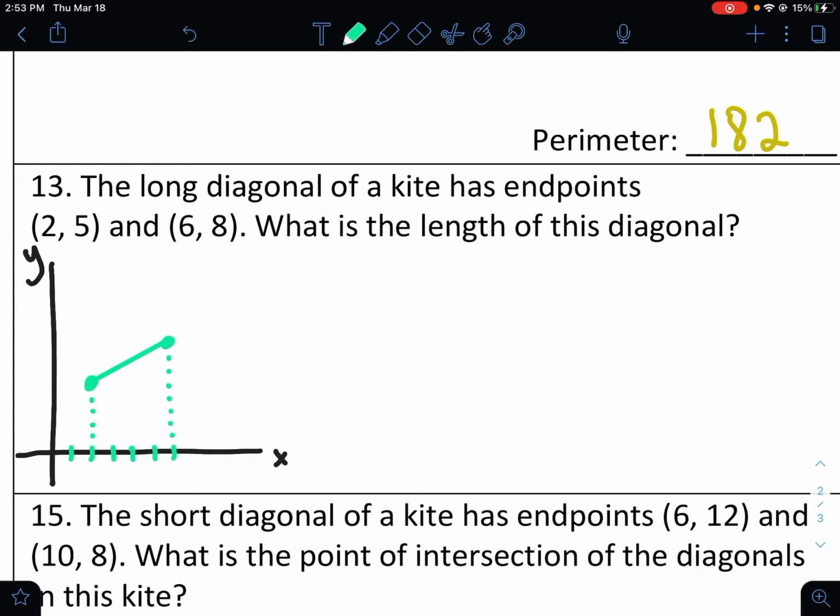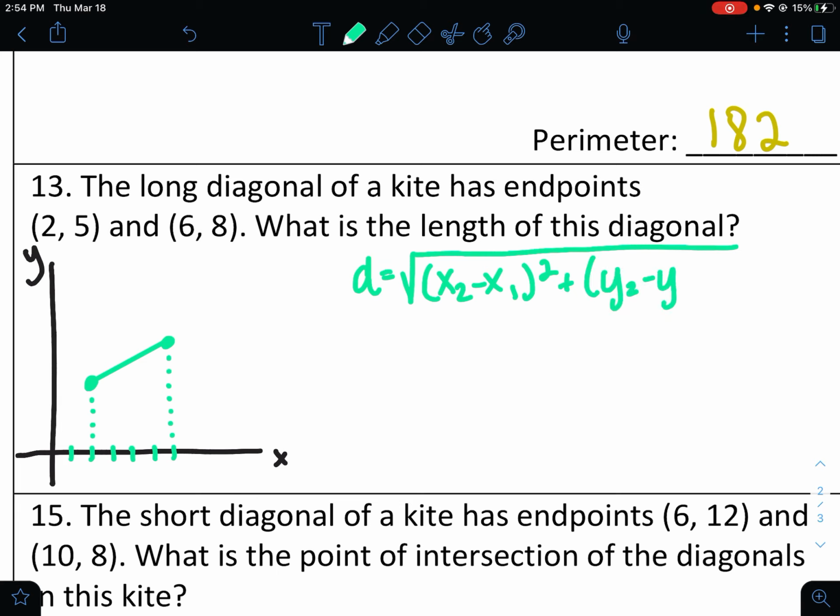Okay, so it just wants us to know the length of this line. I really didn't need to do a sketch, but I'm a visual person. All right, so to find the length of a line, guess what? We got to do distance formula. All right, so distance formula is the square root of x2 minus x1 squared plus y2 minus y1 squared.